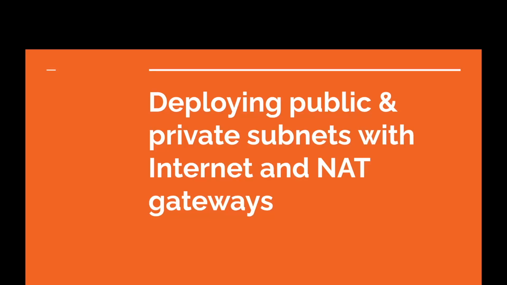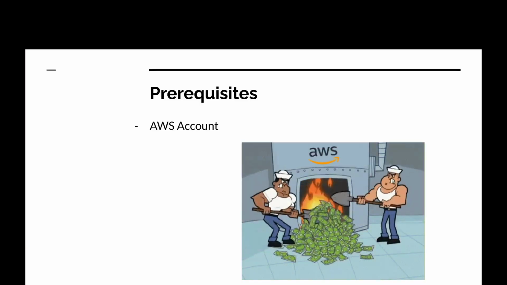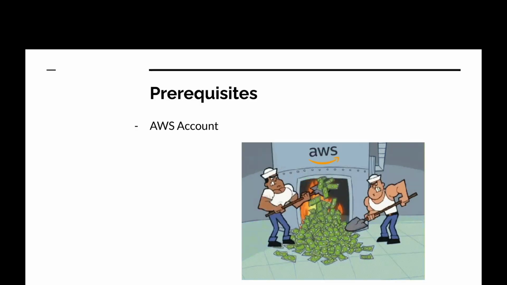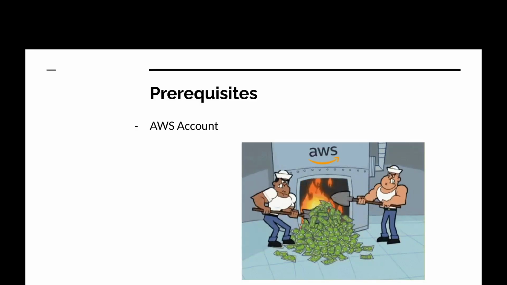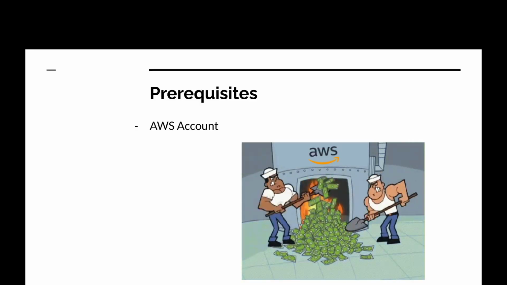Alright, enough theory, let's get our hands dirty. In this video, we'll deploy a VPC along with networking resources needed to support our ECS service and load balancer. The only prerequisite is that you have an AWS account ready to go. Be sure to remove all resources once you're done to avoid unnecessary charges.